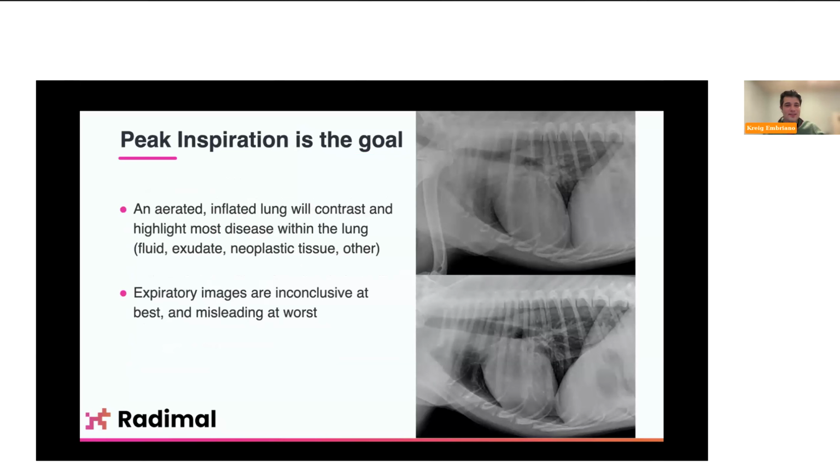I kind of keep hammering on this, that peak inspiration is the goal. And so when we're looking at this view here, this right lateral view, these lungs are relatively expiratory. They're not fully expiratory, but there's definitely a haziness here that we lose here where there's better inspiration. The diaphragm's more caudally positioned, more flat. So it's easier to see a lesion here than here. And this is a mild example of that.